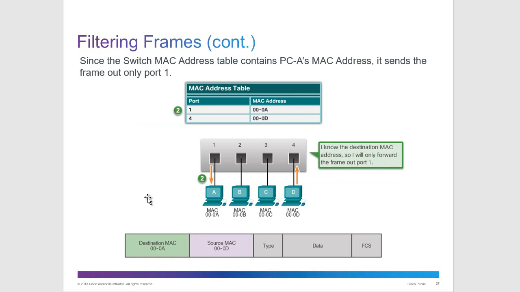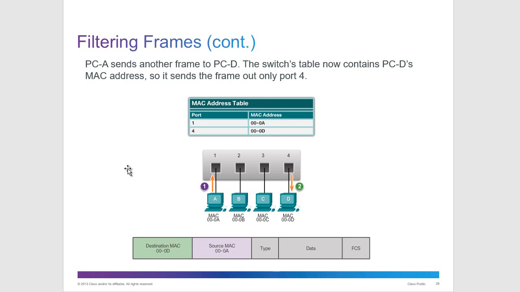Alright, since it already knows the MAC address for station A over here, it can go ahead and just send it through to station A. That's how switches are smarter than hubs. It's going to keep that MAC address table and cause less network congestion, because it's only going to forward that frame to the appropriate port, if the port's MAC address is in the MAC address table.